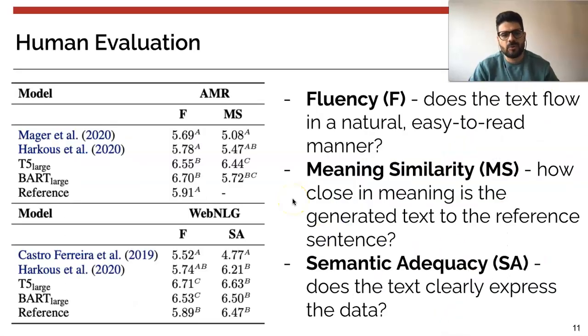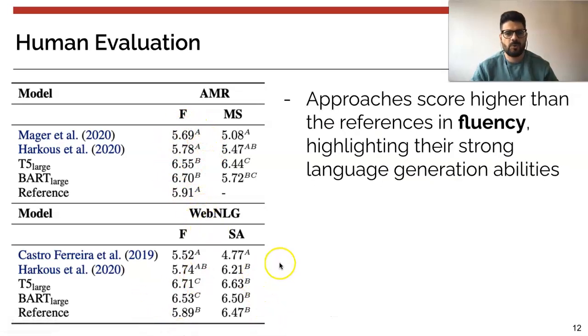We also execute a human evaluation using Amazon Mechanical Turk, and we evaluate three different components: fluency, meaning similarity, and semantic adequacy. First, note that our approaches are better than previous work in all of the metrics. Moreover, our approach scores higher than the reference in fluency. So this highlights their strong language generation abilities.